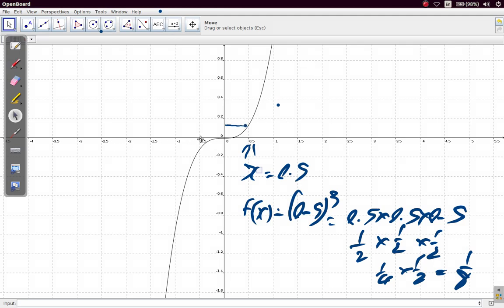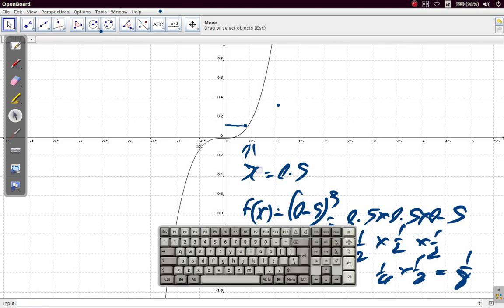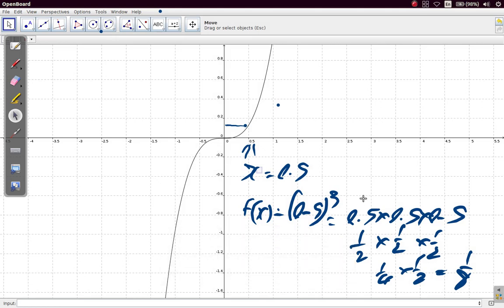Now, what happens when x is negative 0.5? What you will have is negative 0.5 cubed, which is negative 0.5 by negative 0.5 by negative 0.5. Same thing as negative half by negative half by negative half. Negative half by negative half is a positive quarter. But a positive quarter times negative half gives you negative 1/8. So the 1/8 comes this way this time.